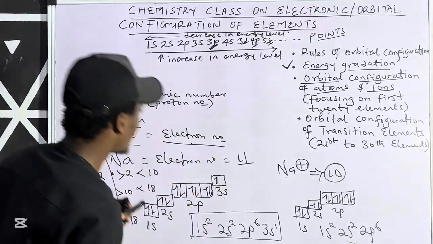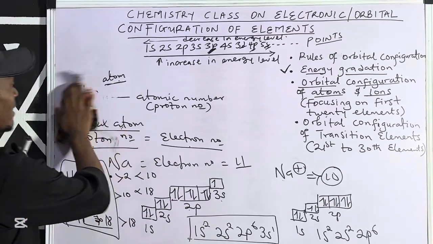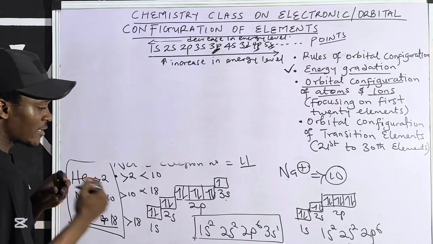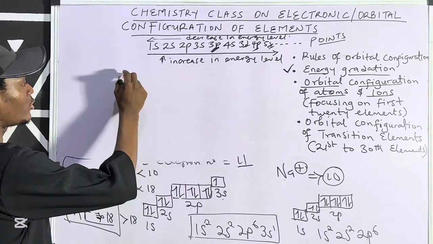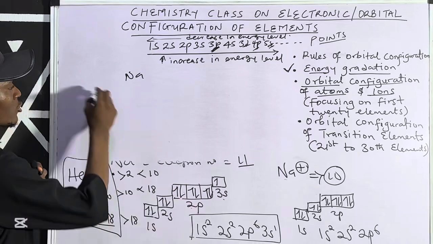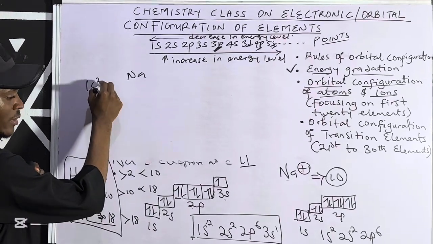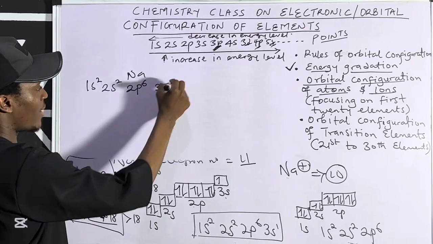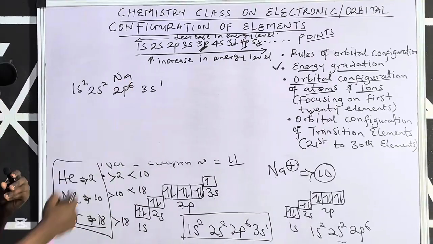Now let's see something. Still working with this sodium, then it will be very clear. Let's work with the sodium. This one now is sodium atom. So sodium atom was 1s2, 2s2, 2p6, and 3s1. That was what we obtained from sodium atom.